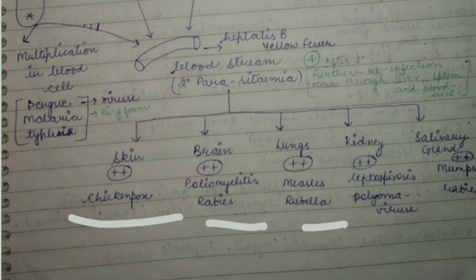In the kidney, leprosy and polyoma virus can cause disease. In the salivary glands, it can cause measles and mumps.